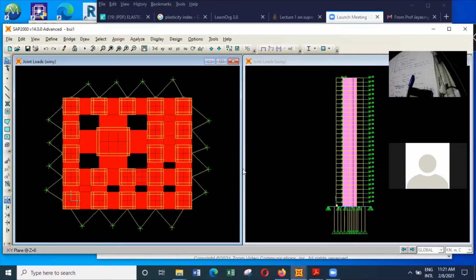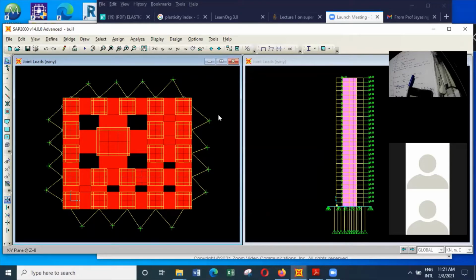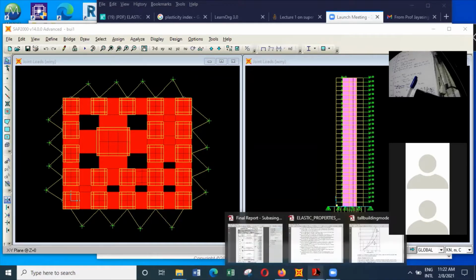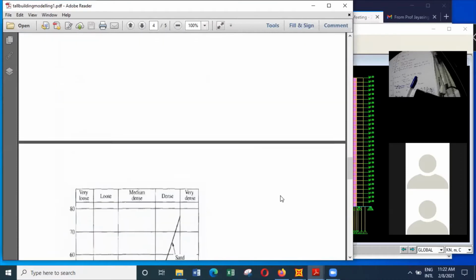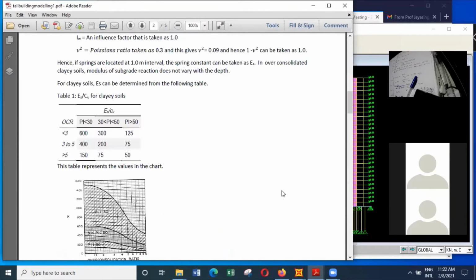Right. So then I also said that, if you are modeling the piles, then we'll need some kind of restraint at the ground level. Otherwise, the model can become unstable. So today we are going to see how the foundation can be modeled. So we'll first look at the theory part.